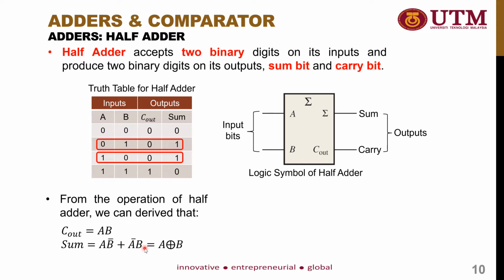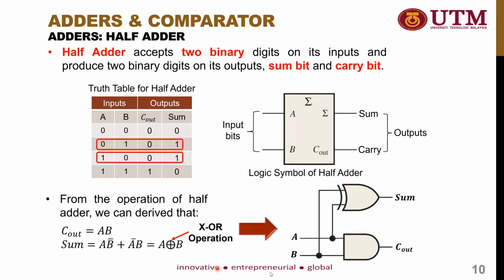From this operation, we can figure out the logic gate of the half adder. So this is the logic gate of the half adder. This is the A and this is the B. For the carry out, we can simply multiply them together by using an AND gate. And for the sum, as this expression represents the XOR operation, it will become an XOR gate. We can just use the XOR gate to perform the sum operation. Okay.